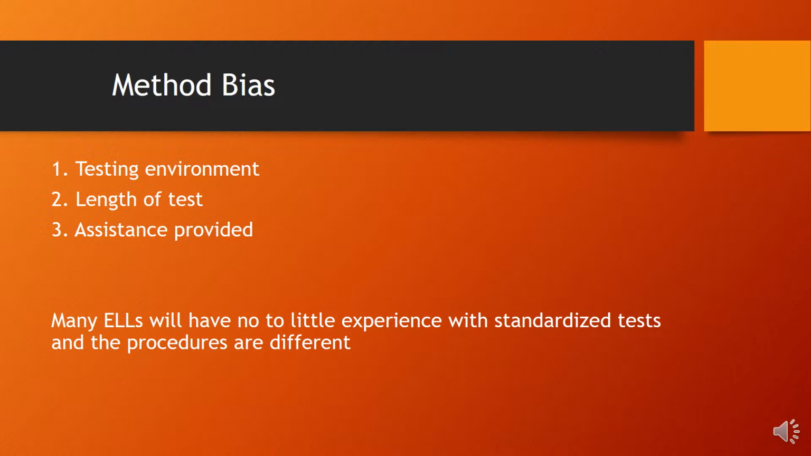Method bias is basically talking about the method of the test. Testing environment can definitely play a role in that. The length of the test, sure. If you've got emerging students who are going to be reading slower, you need to make sure that the length of time provided for the test, as well as the number of questions on the test, can yield success for that student. Whether or not assistance needs to be provided.